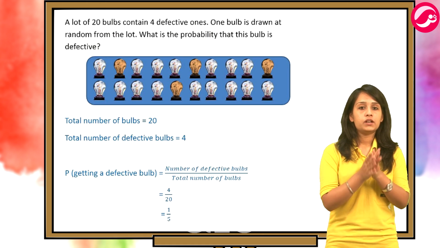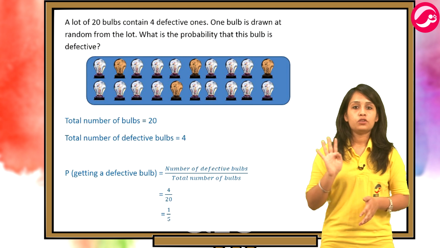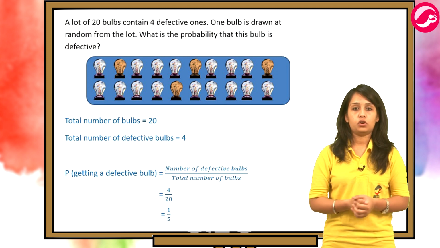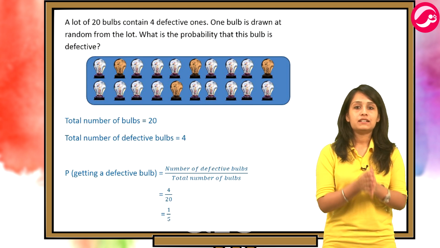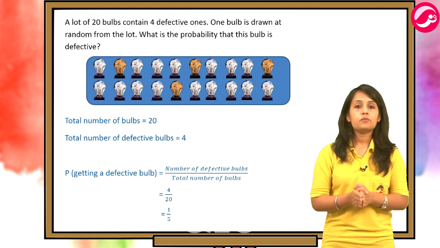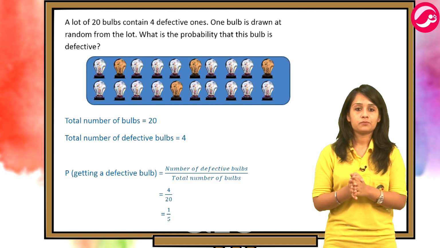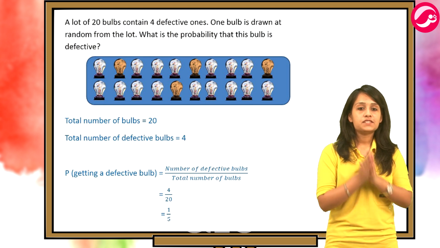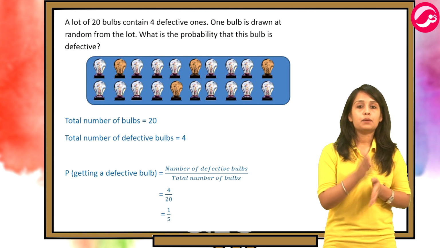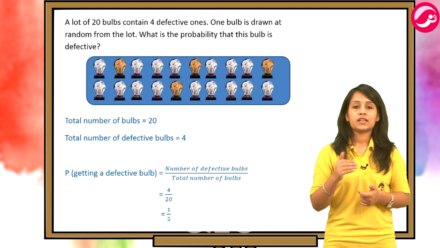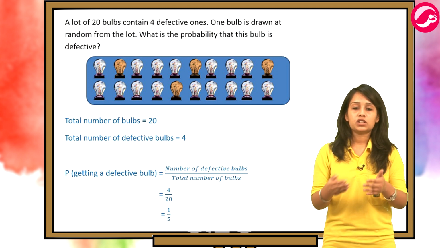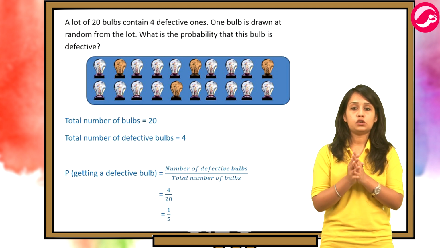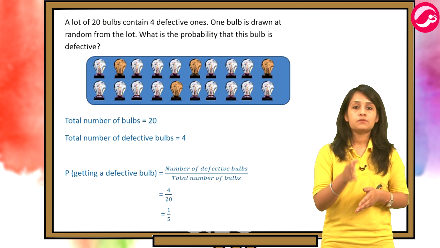Now a lot of 20 bulbs contains 4 defective ones. One bulb is drawn at random from the lot. What is the probability that this bulb is defective? So the total number of bulbs is 20. The total number of defective bulbs is 4, as given, and as we know, the probability of an event is the number of outcomes favorable to E divided by the number of all possible outcomes of the experiment. So the probability of getting a defective bulb is equal to 4 by 20, that is 1 by 5.